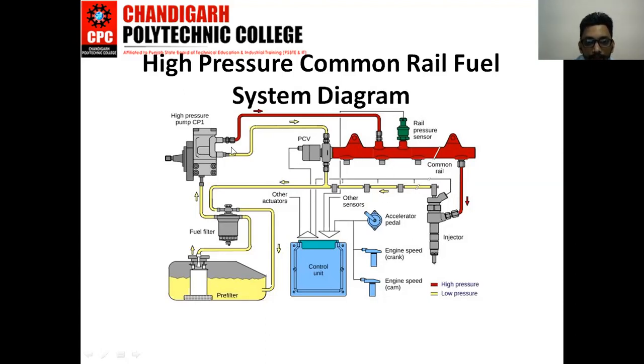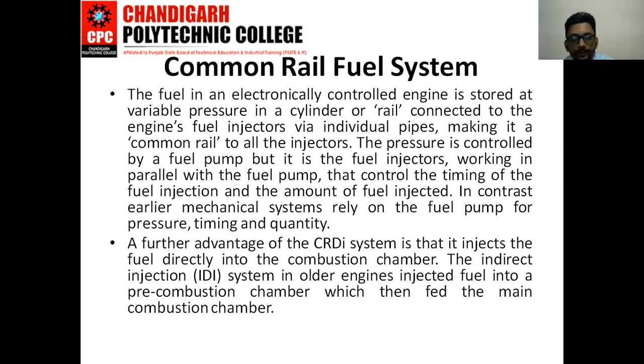And after that, one pipeline is connected in reverse to the fuel tank, sending spare extra fuel back into the fuel tank, and the remaining fuel passes through the injector equally into the engine. In the common rail fuel system, the fuel is stored at variable pressure, electronically controlled, in a cylinder or rail connected to the engine fuel injectors by individual pipes, making it a common rail to all the injectors.